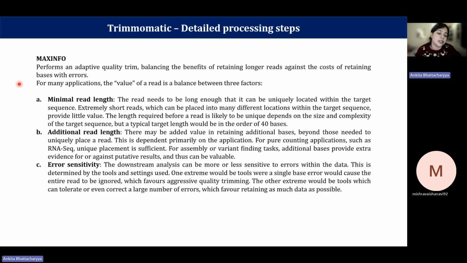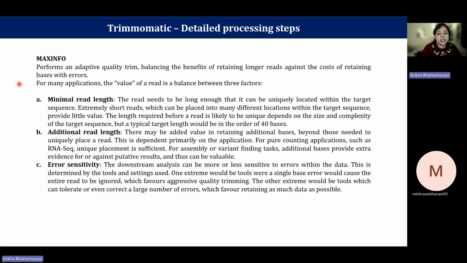For counting applications such as RNA-seq, unique placement is sufficient. For assembly and variant finding, like when you want to check for mutations or variants, additional bases will provide more evidence for or against putative results, and they are more valuable. Third, you have error sensitivity, where you want your downstream analysis to be more or less sensitive to any errors within the data, which is determined by the tools and the settings used.